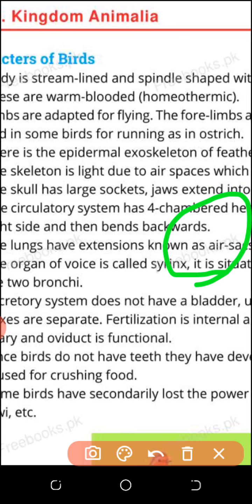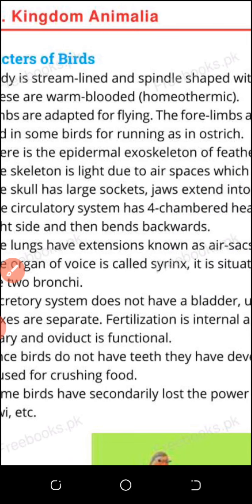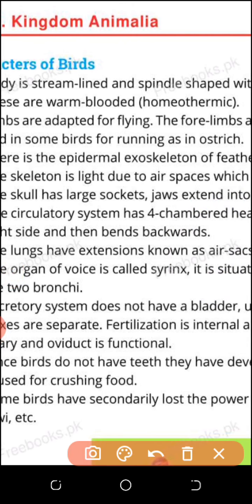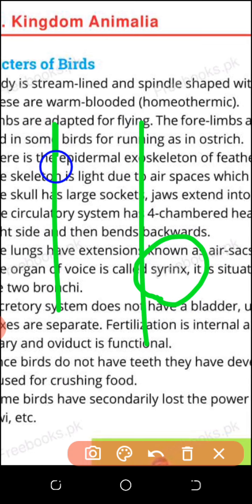One thing I will tell you is the difference between the human body and the birds. They consist of the syrinx. What is the syrinx? These are the voice organs, and voice organs are normally present in mammals, that is, in our body, at the top of the trachea. I will teach you in the first chapter of second year: that is the glottis, and that is the larynx near the glottis, the voice box.